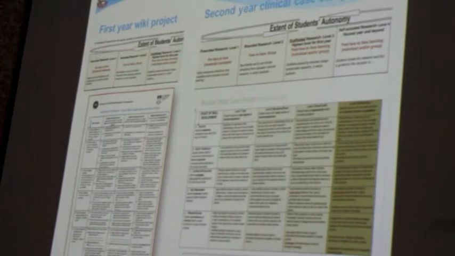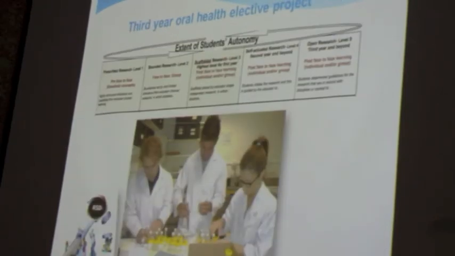In second year, we still use that same type of flipped scaffolding of the RSD, and we take them, say, up to level 4 when they look at presenting a written clinical case study. So the RSD has helped us design the learning, as well as using it as the assessment rubric to assess the different stages of their learning that we've designed.